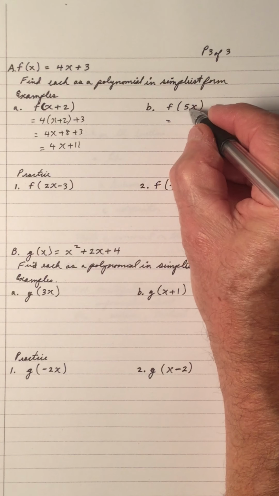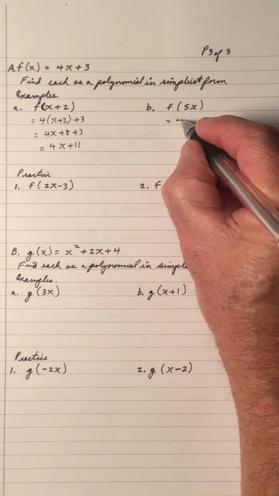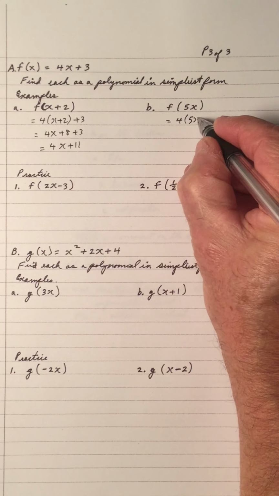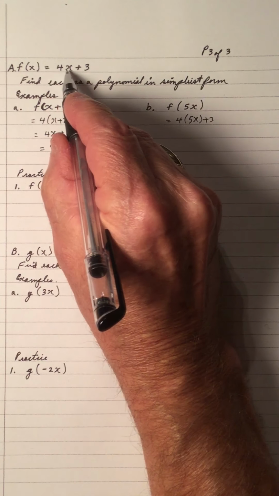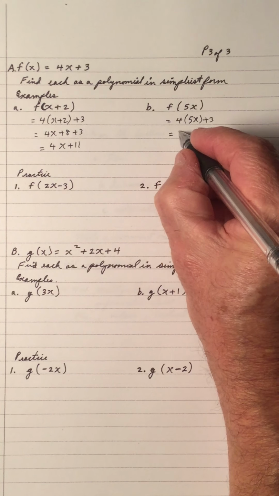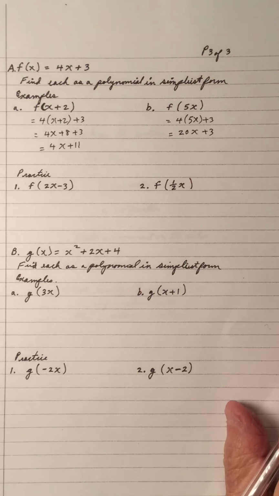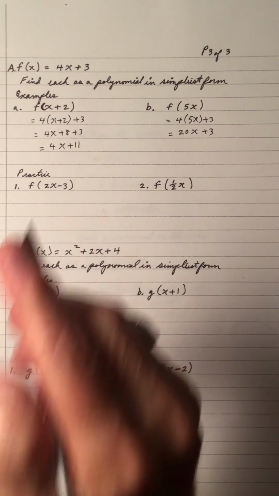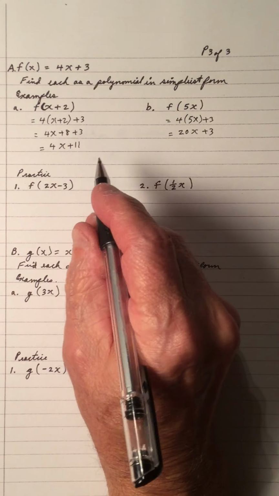And we have f of 5x, so I had to put a 5x where x is. So it's 4 bracket 5x plus 3. And 4 times 5x is 20x plus 3, and you can't go any further. Practice means pause the video and work these out.